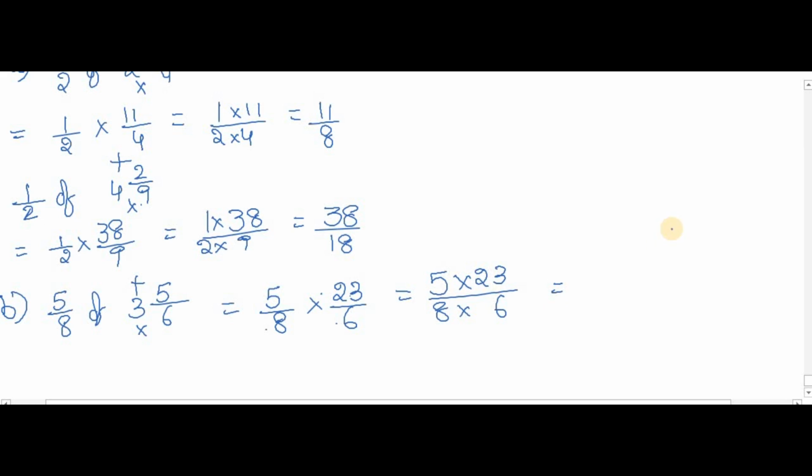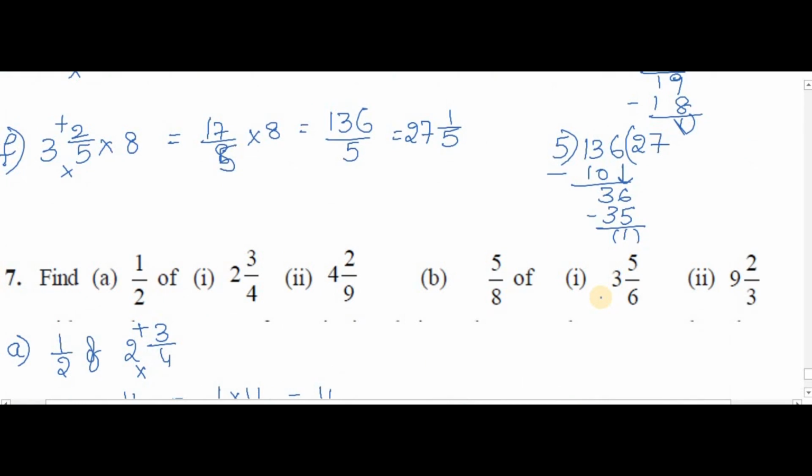So we will find out 23 5s are, 5 3s are 15, 5 2s are 10 plus 1, 115 by 8 6s are 48. Okay. And next 9 2 by 3.